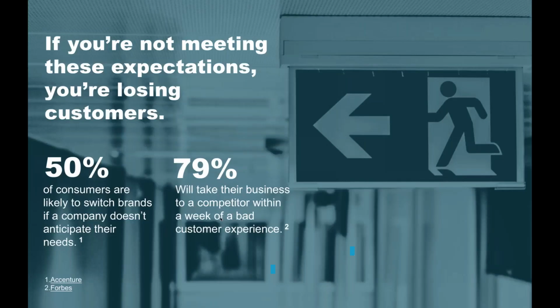The problem is, if you're not meeting the expectations of your customers, you're ultimately losing them. A presentation wouldn't be a presentation unless we got to some percentages before the fifth slide. So we've got a couple of statistics here from Accenture and Forbes, showing that 50% of consumers are likely to switch brands if a company isn't anticipating their needs. But this is a tricky area because, again, how do you anticipate them? And 79% of customers will take their business to a competitor within a week of a bad customer experience.